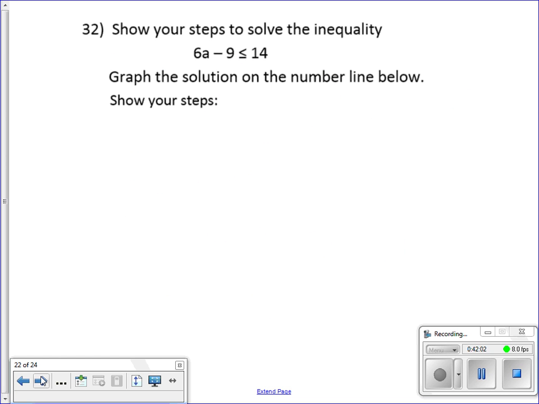Okay, show your steps to solve the inequality and then graph your solution on the number line below, or you can make your own number line. So I need to solve this. I'm going to add 9 to both sides to start off with. So I'm going to add 9 to both sides. That gives me 6a is less than or equal to 23.